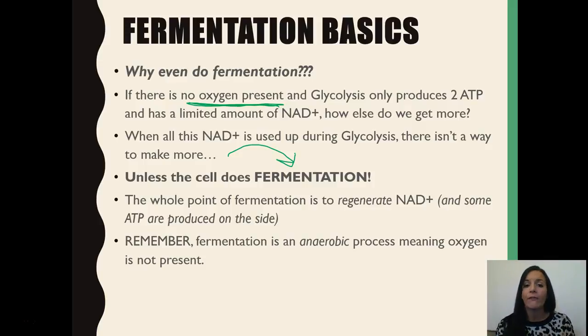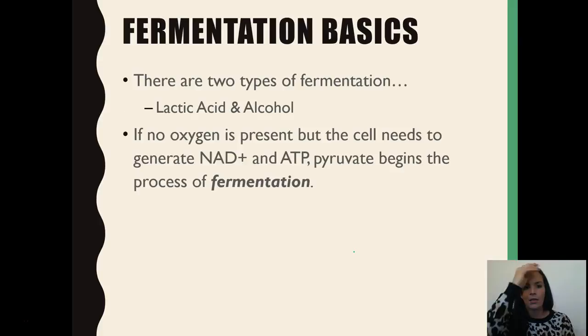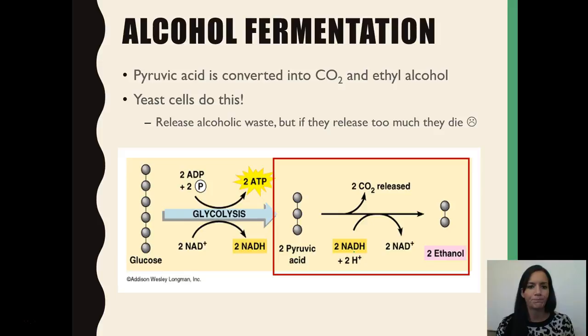Remember, fermentation is an anaerobic process, meaning oxygen is not present for this process. There are 2 types that you need to know: lactic acid and alcohol. In our bodies, we cannot do alcohol fermentation. We can, however, do lactic acid. So if there's no oxygen present, but the cell needs to regenerate NAD+ and ATP, that pyruvate, instead of going into the Krebs cycle, is going to go into fermentation.